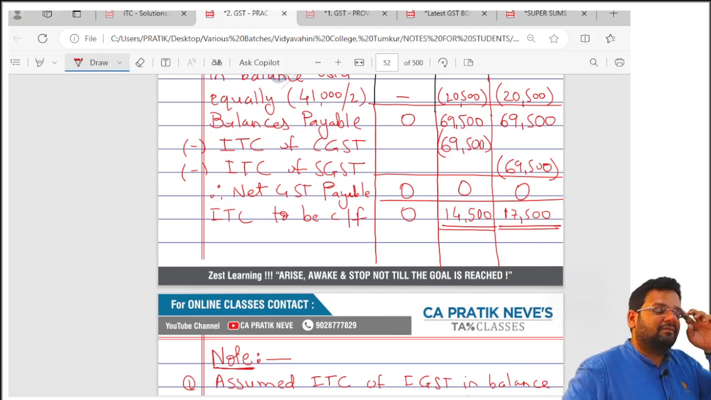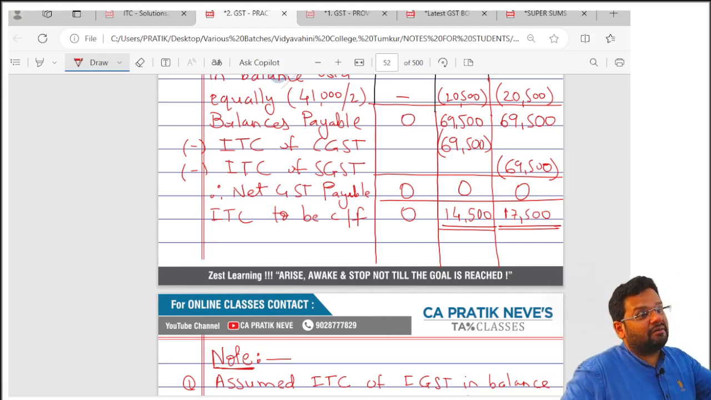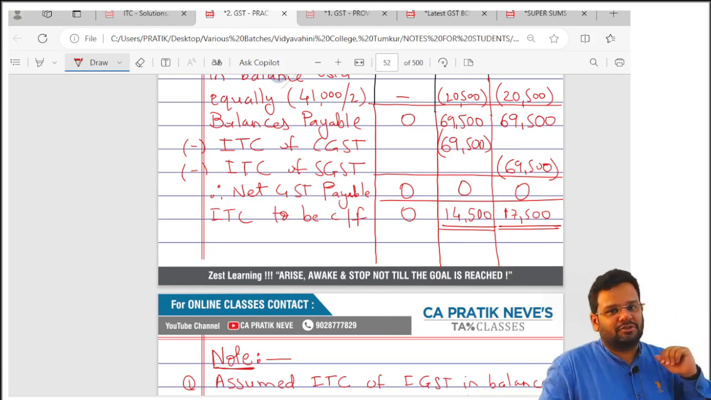So what is the point to be remembered? Balance of ITC can be used in any order. Don't just say yes with me. Use that in any order and any proportion. Did I say use for CGST first or IGST first? No. What did I say? Any order and any proportion.